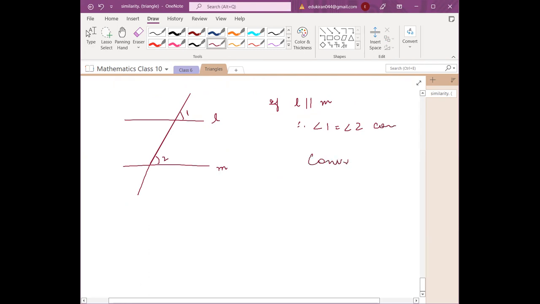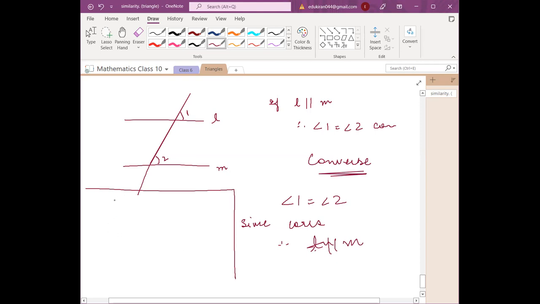Now the converse of this is this. Converse means the same figure, but it is not given that the lines are parallel. Just a figure is given, but it is given that angle 1 is equal to angle 2. So the converse is that since angle 1 is equal to angle 2 and they are corresponding angles, since corresponding angles are equal, therefore the lines are parallel. So it's just the opposite of that. Understood? So similarly, what will be the converse of BPT?